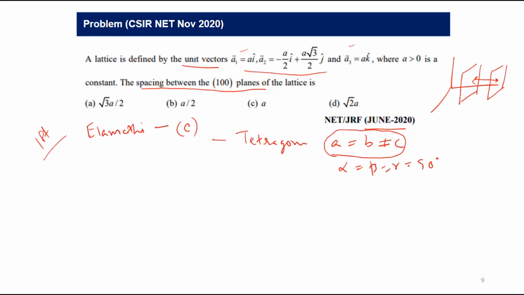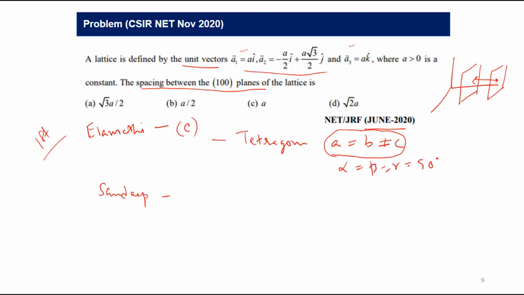I think this is hexagonal. Who is this? Sandeep, sir. Oh, Sandeep. Sandeep says this is hexagonal. Okay. I am guessing, I am not sure. Okay.